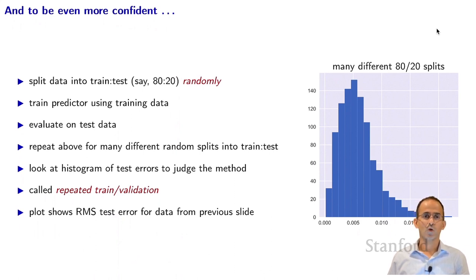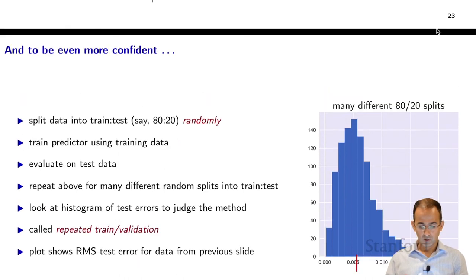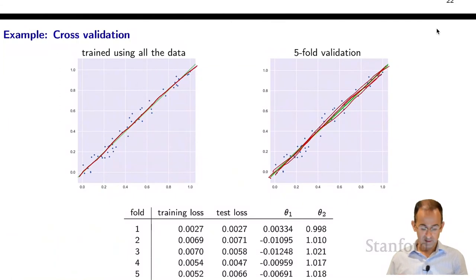So here's how you might gain a little bit more confidence. You split the data into a training and test split, say 80-20, randomly. Then you train the predictor using the training data, and you evaluate it on the test data. Now you repeat that 1,000 times, and then you'll have 1,000 different test errors. You can plot the histogram of those test errors and see how much variation there is. And we can see right here that the mean test error in this example is about 0.05. And if we look back to our previous data, it's not that inconsistent, between where we saw errors between 0.027 and 0.071, and a couple here around 0.05.